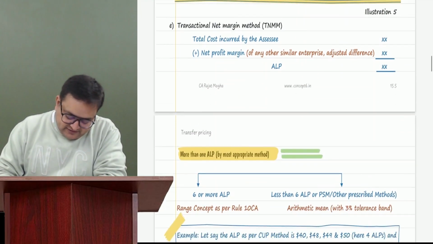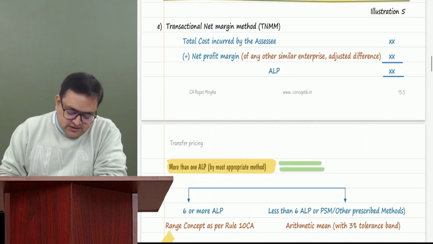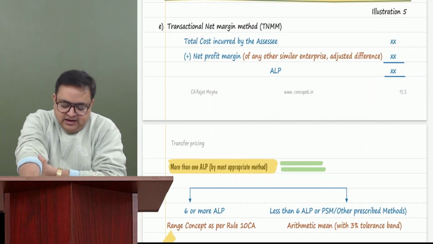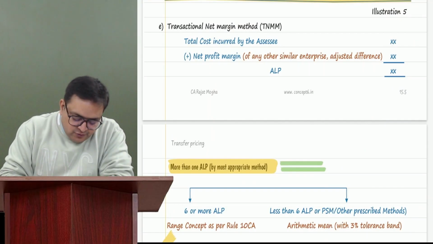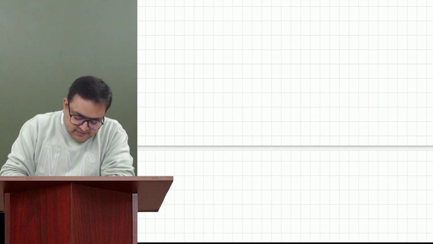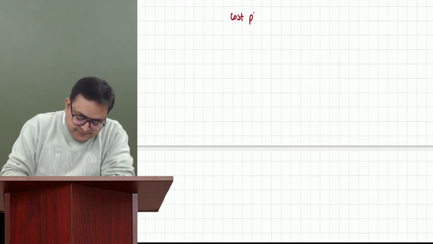Okay, the last method is called the transactional net margin method. This is also a very easy method. In the transactional net margin method, it is a little bit similar to the cost plus method. See, in the cost plus method, what were we doing?